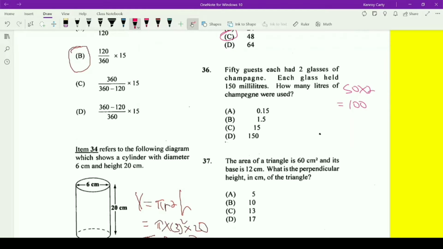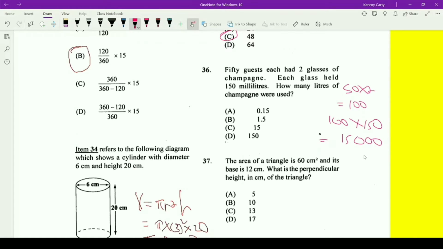Now each glass contains 150 milliliters. So in total, if there's 100 glasses, the total amount of champagne would be 100 times 150, which is going to be 15,000. I almost said 1,500. It's 15,000. Now, guess what is important now? How many milliliters make a liter? Milli suggests 1,000, and liter is the base unit. Alright, so 1,000 milliliter makes 1 liter, and that's a clue.